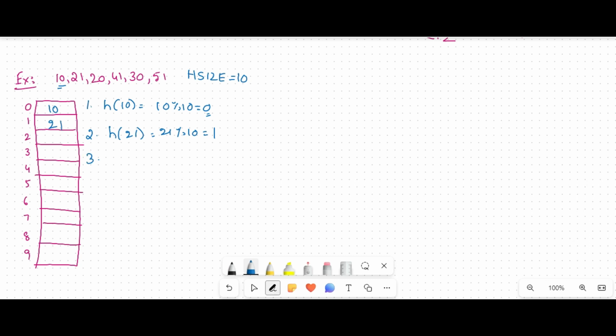Next, the third element to insert is 20. 20 modulus 10 is equal to 0. What happened here? A collision occurred. What shall we do if a collision occurs? Capital H of key equal to small h of key plus i into hash 2 of key, modulus the hash table size, which is 10. Now we will calculate this hash 2 of key.